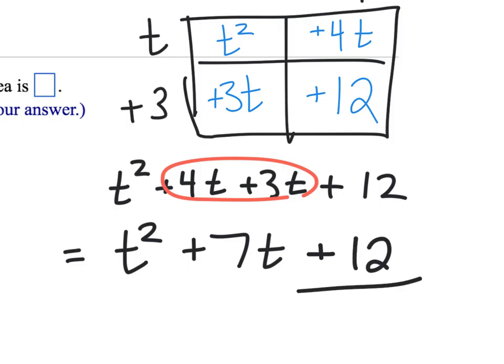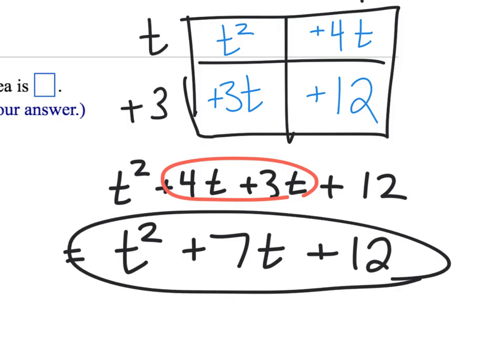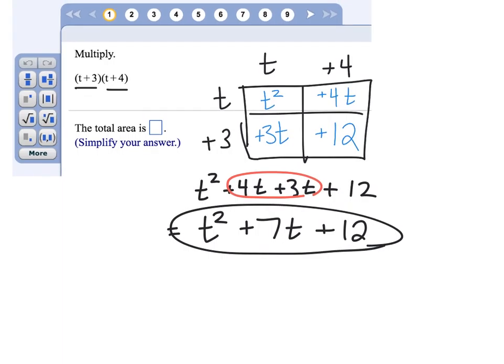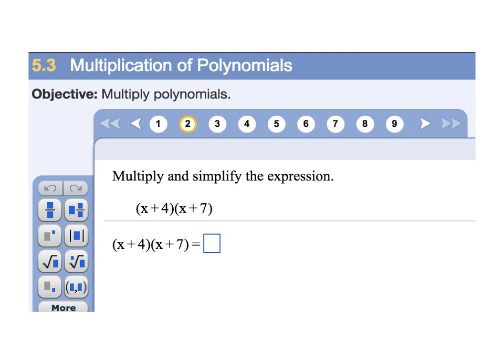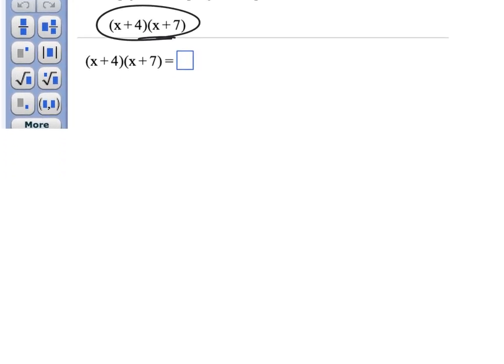You may have learned other systems in high school back in the day. I want you to try and use this area model because it's actually going to help in later videos and later sections in Math 209. And again, this is called the area model. So using that area model, we are going to multiply x plus 4 times x plus 7.